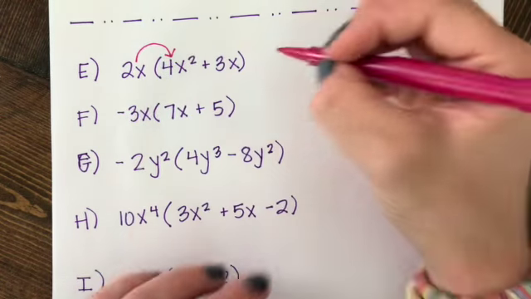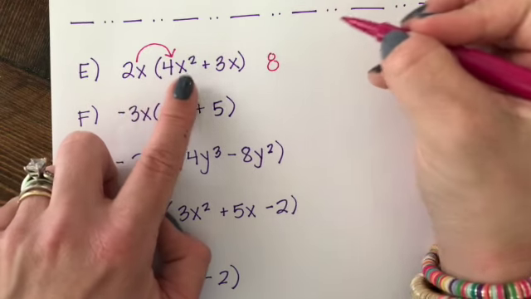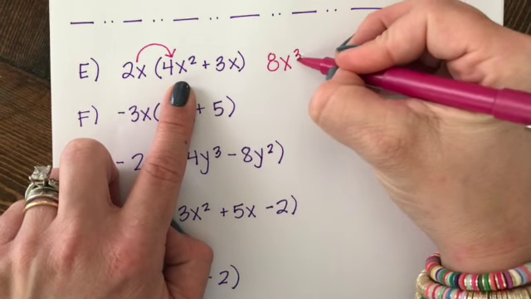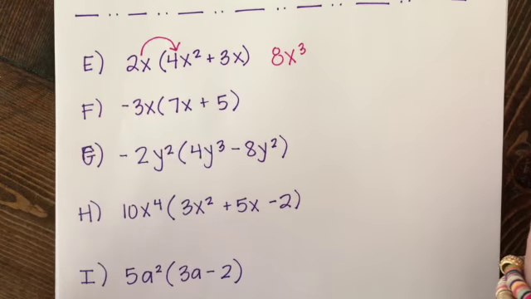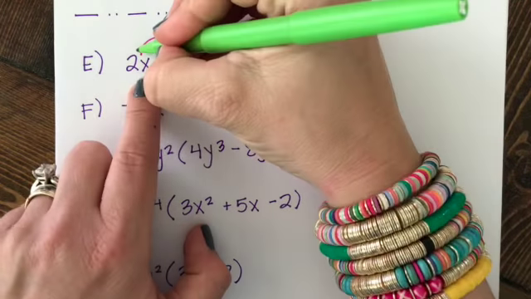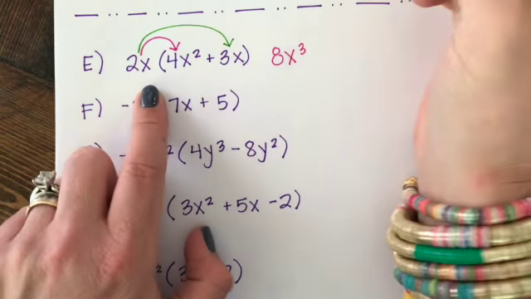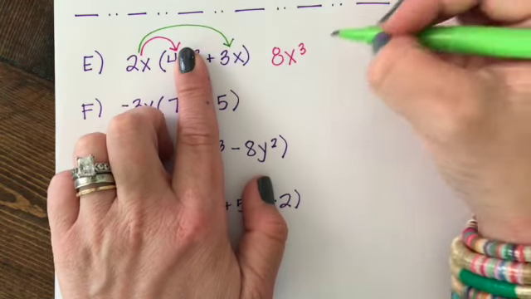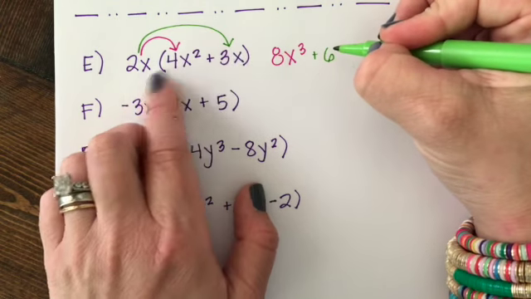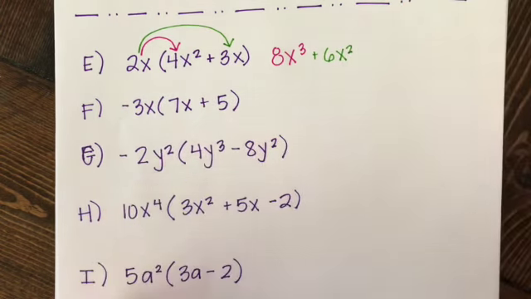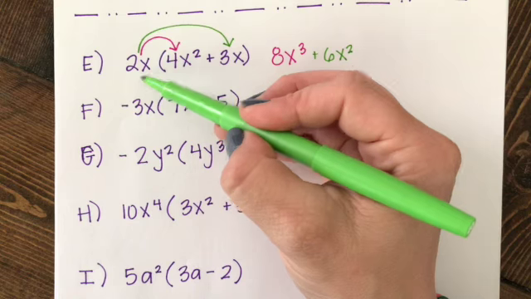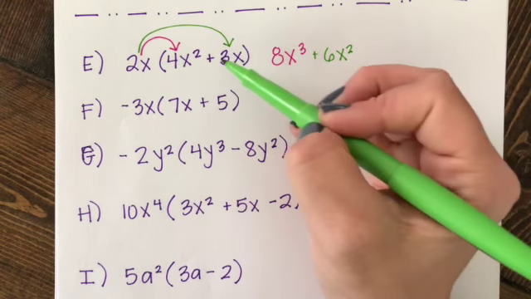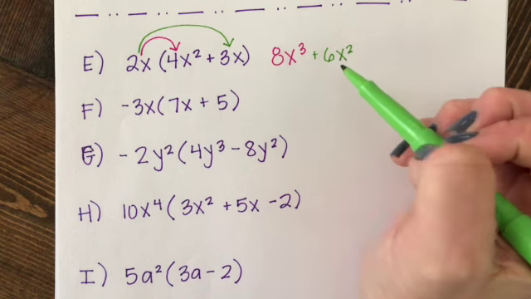So 2 times 4 is 8, and x times x squared is x to the third power, because 1 plus 2 is 3. Now I'm going to do the same thing with 2x times 3x, forgetting that this part's here. 2 times 3 is 6, and x times x is x squared. And that's my final answer. I'm just using the distributive property. This was a positive times a positive, positive 3x, positive 6x.